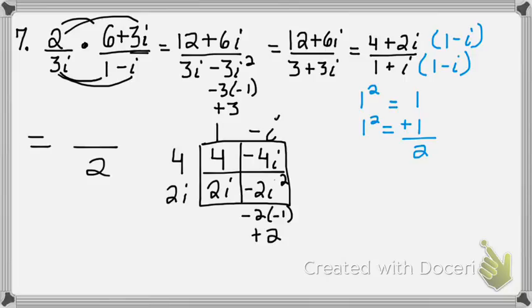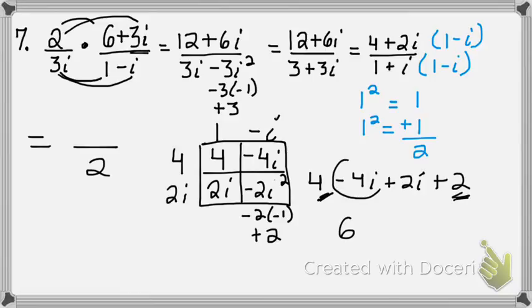So when I write everything out, I actually have a 4, a negative 4i, a positive 2i, and a positive 2. So I just simply combine my like terms. 4 plus 2 gives me 6. Negative 4i plus 2i gives me negative 2i. So that's what I have in the numerator.